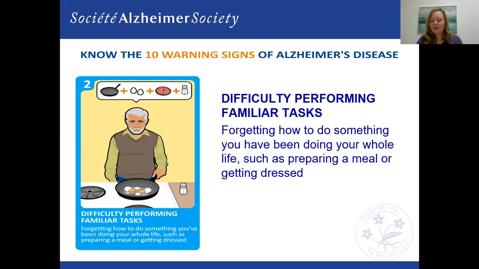However, somebody who's living with dementia might have trouble completing tasks that have been familiar to them all their lives. So maybe they've made the same recipe every Christmas and all of a sudden they're forgetting the steps. Or maybe they're forgetting how to play a game that they've known the rules to forever.